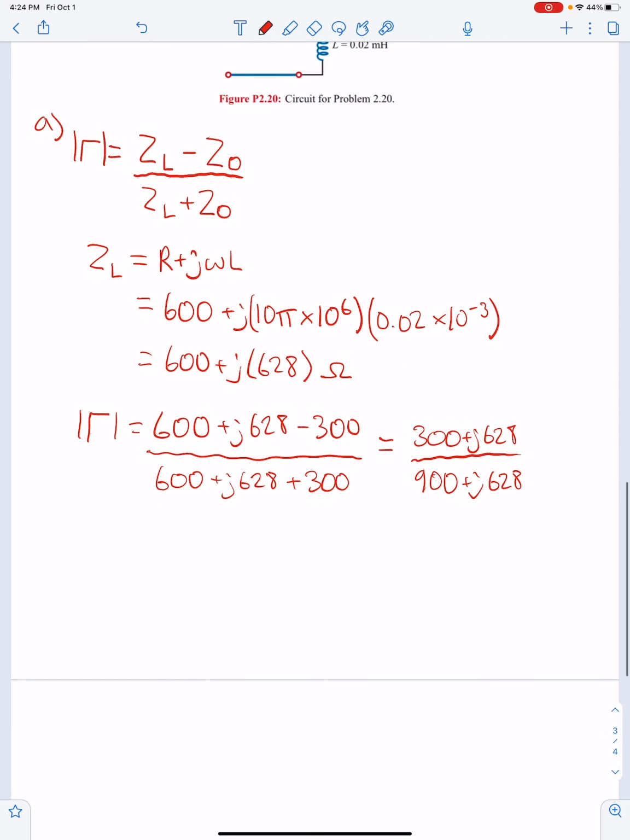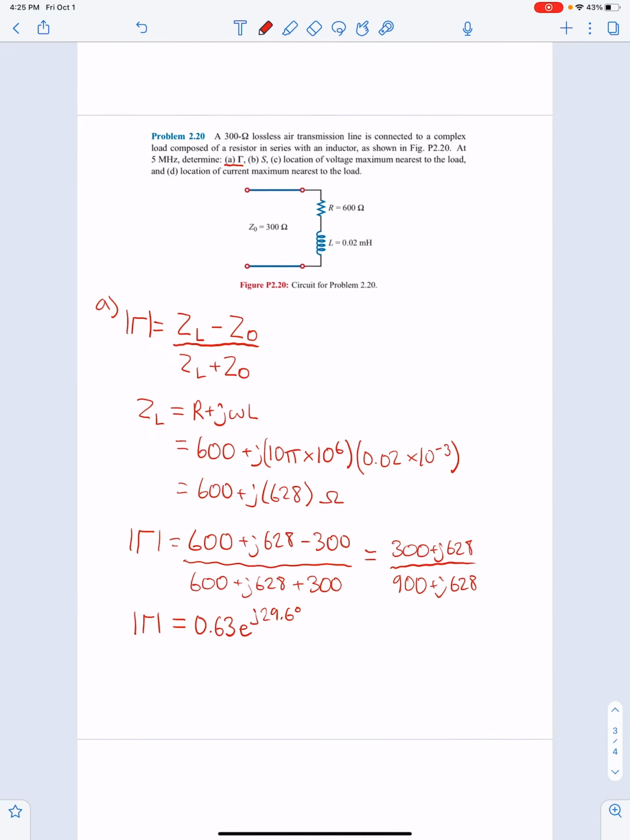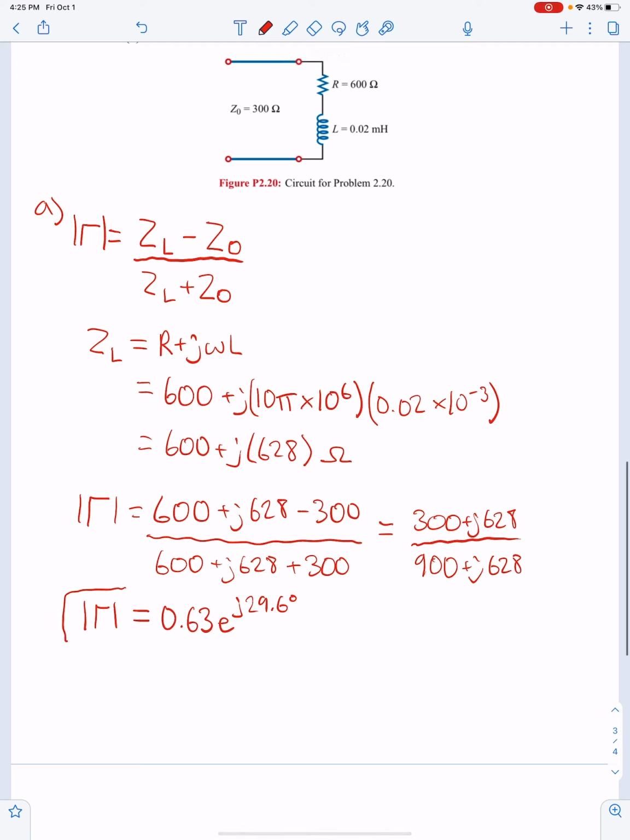And we can convert these to phasors and then simplify that way to divide these. But I'm just going to calculate this to save some time here. So we have the magnitude equal to 0.63. Okay, so that will give us our final answer for our reflection coefficient.